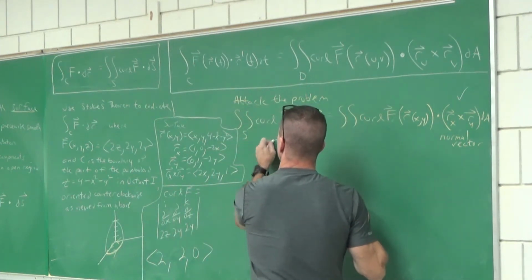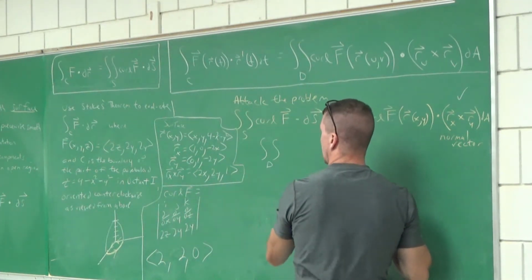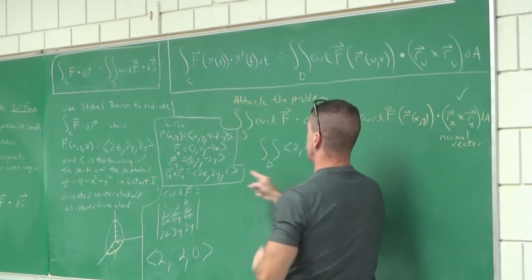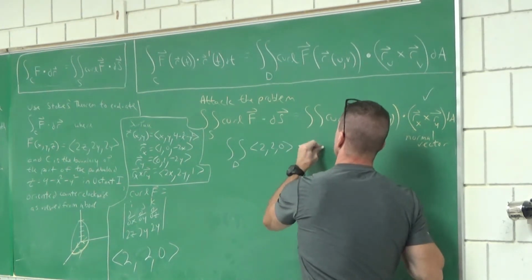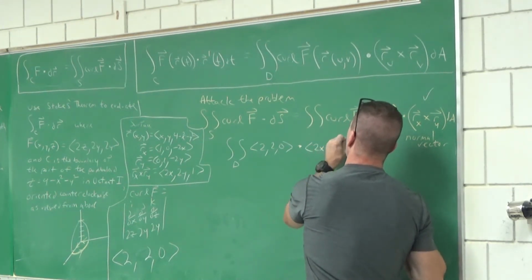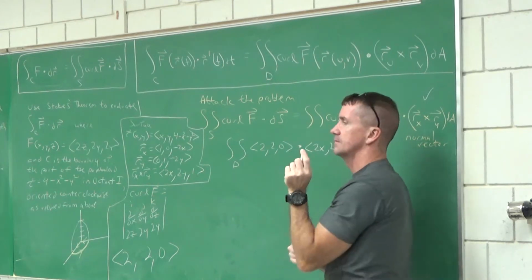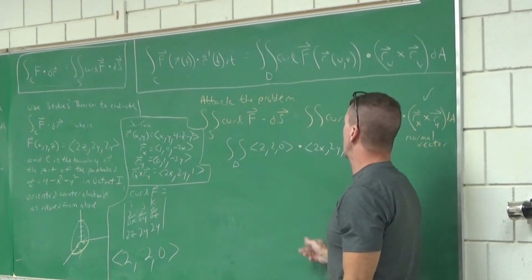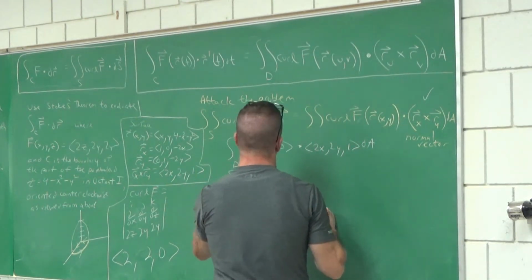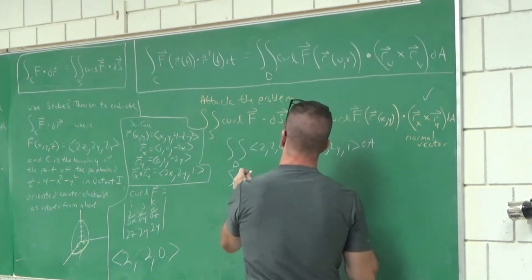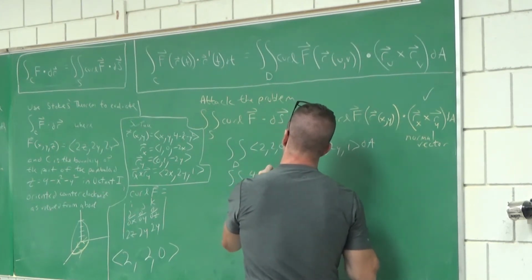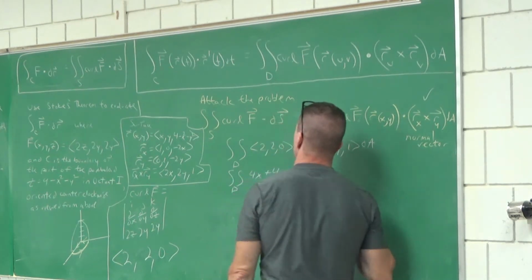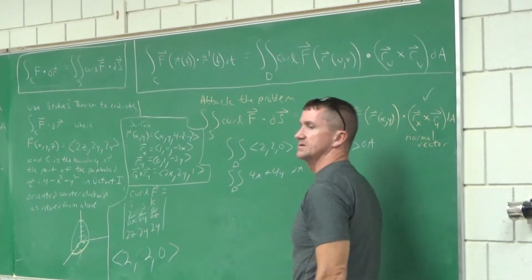So I'm going to set this up. This is region D. Put the curl of f, 2, 2, 0, dot product with the normal vector, 2x, 2y, 1, dA. Then we'll determine whether to go dy dx, dx dy, or polar. What's the dot product? 4x plus 4y plus 0. All we have to do is work out this double integral.